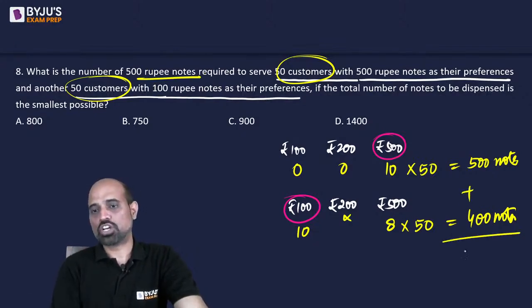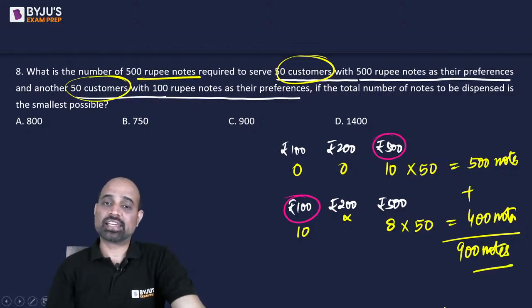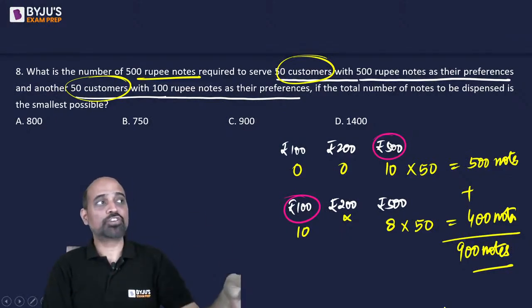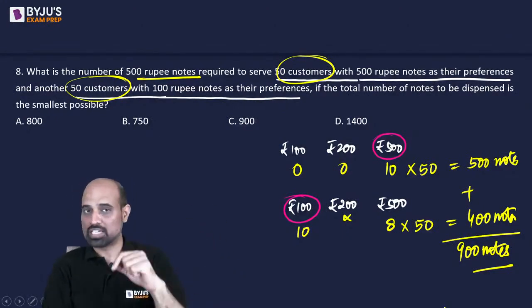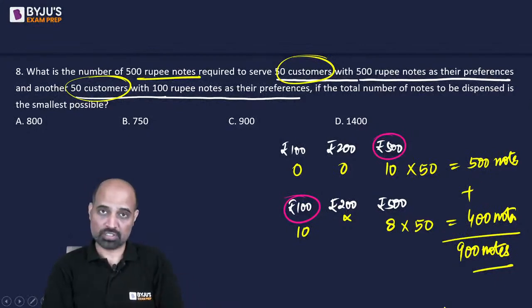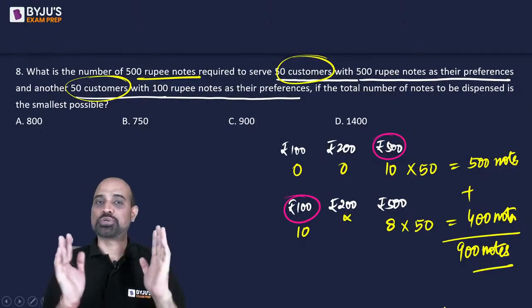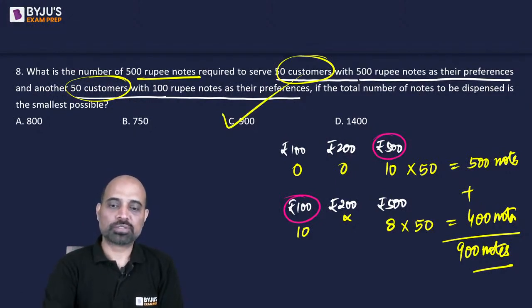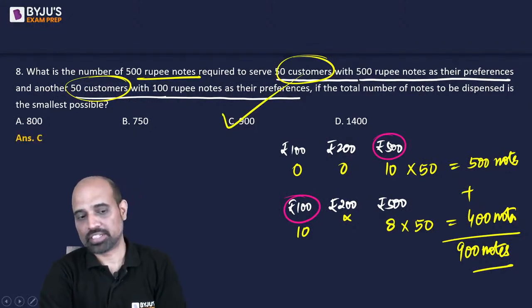So can we say a total of 900 notes is required so that we can cater 50 customers who have put in 500 rupee note as their preference and another 50 customers who have put 100 rupee note as their preference, such that total number of notes dispensed is minimum. So total notes will turn out to be 900. So answer is going to be C.